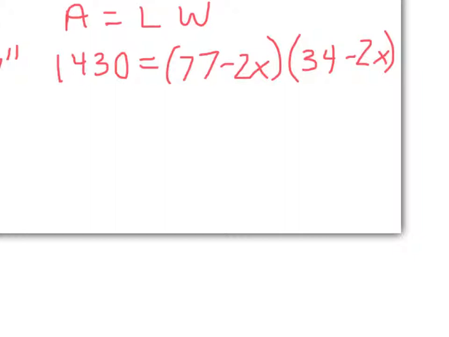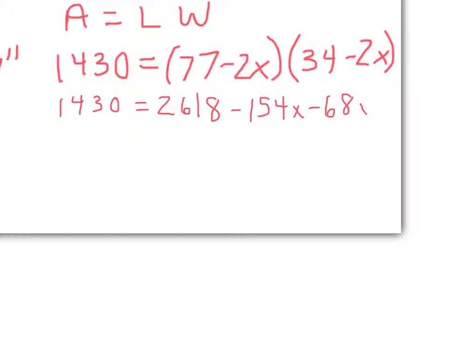So that gives us our equation. We have 1,430 equals (77 minus 2x)(34 minus 2x). We need to multiply 77 by 34. Grab your calculator. I think that's 2618. Outside is minus 154x. Inside is minus 68x. Last is plus 4x squared.